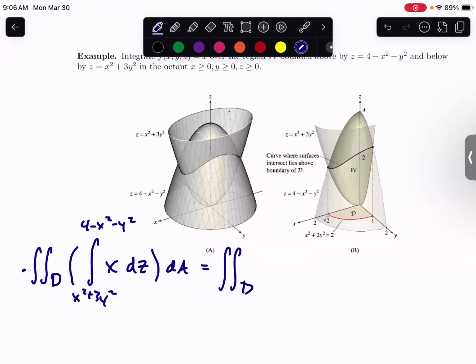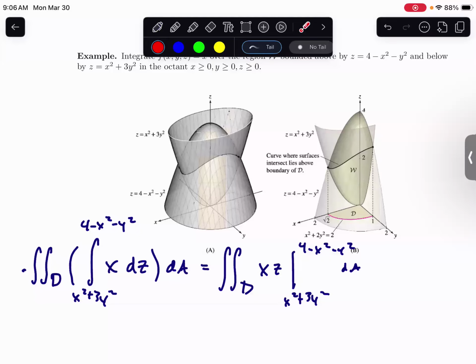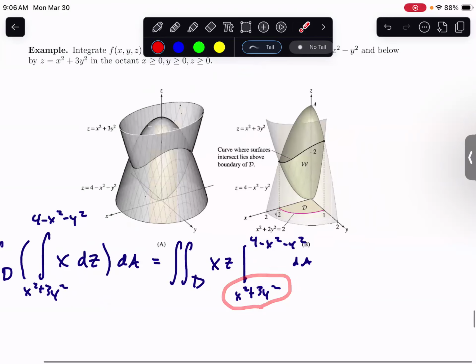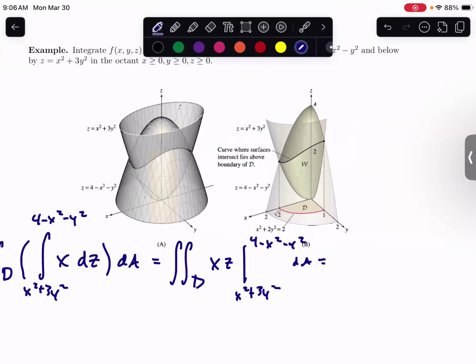So you take the integral with respect to z. You're going to get an xz. And then we're integrating from x squared plus 3y squared to 4 minus x squared minus y squared. And then you have the dA. And so you plug in for z this 4 minus x squared minus y squared, and then you subtract x squared plus 3y squared. And so I'm just going to write out what that ends up being. It's not too hard to write this out, but I'm just going to skip the writing pretty much.